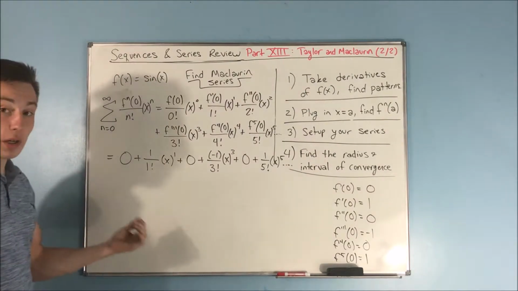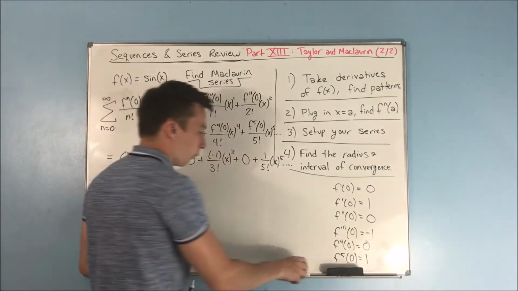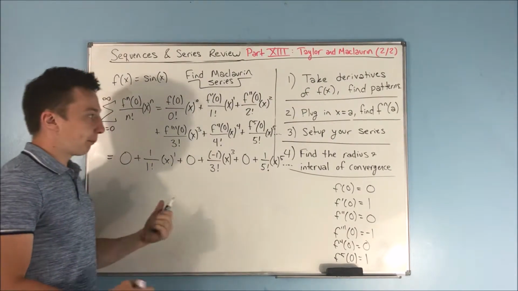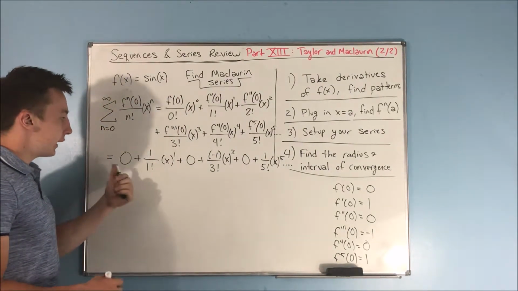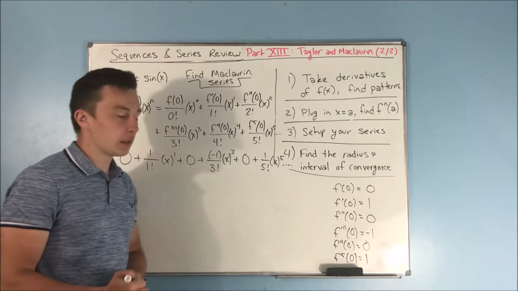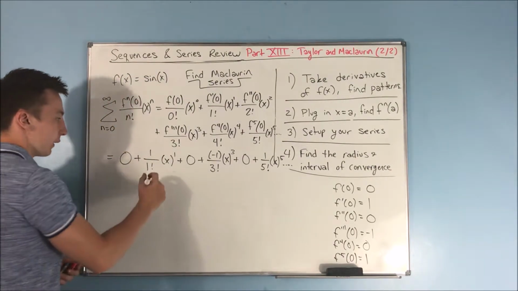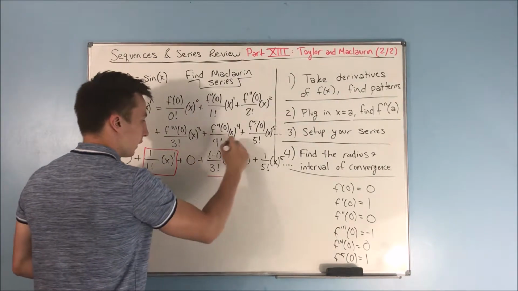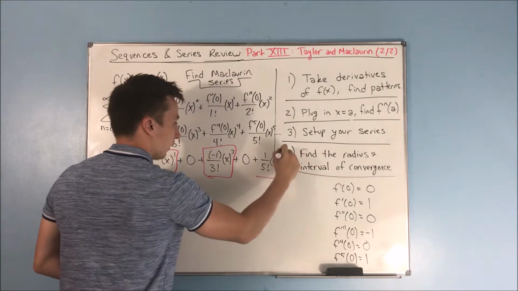Now what we're going to do is reconstruct our own series. This series has just a bunch of zeros, and those are useless, so we're going to get rid of those. We're going to take this piece, and this piece, and this piece.